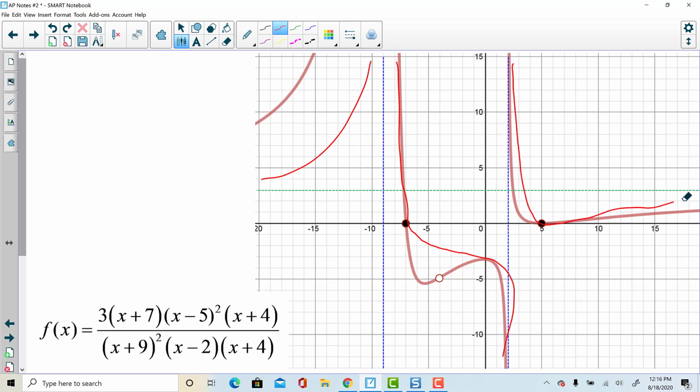So ours wasn't exactly perfect. But again, it's just a sketch. We're just trying to draw a sketch. So that's how you would graph this rational function.